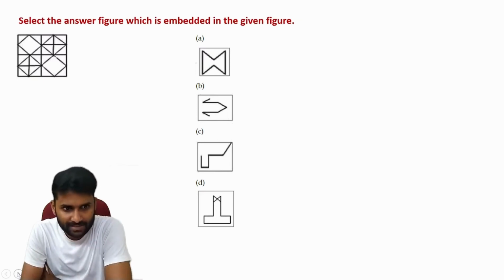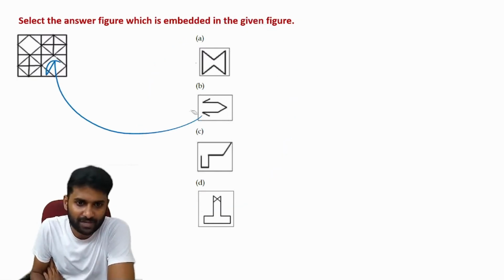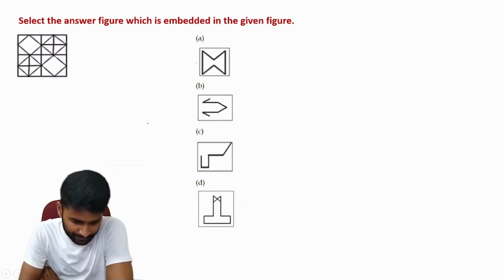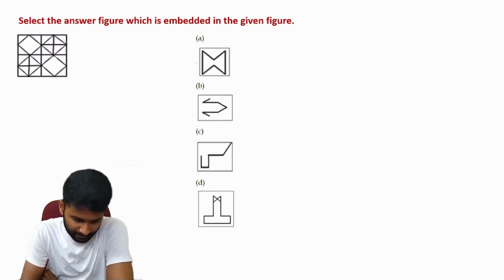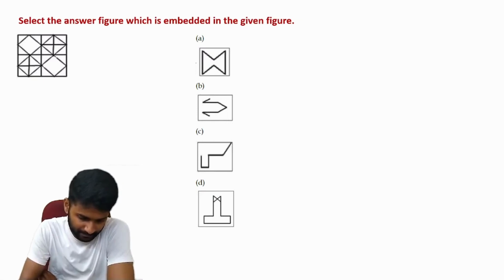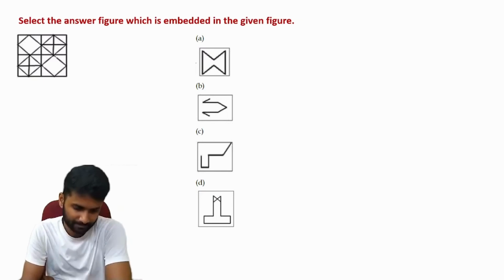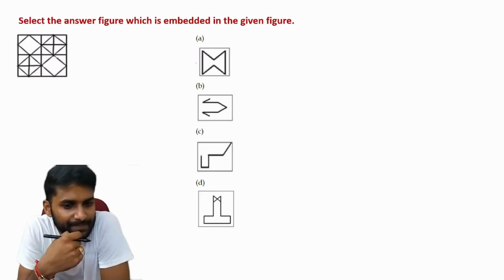So which one is embedded here, where you can see the shape? One of the shapes you can see in this picture. So which shape will you get? Perfect shape.